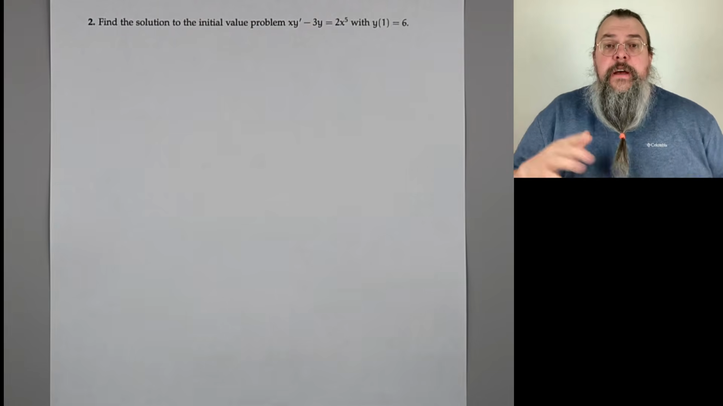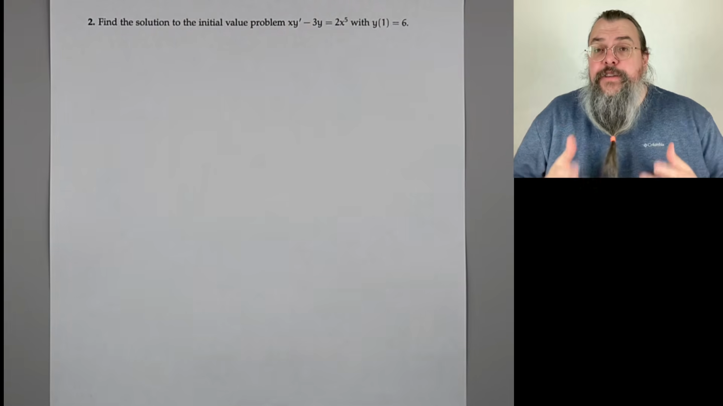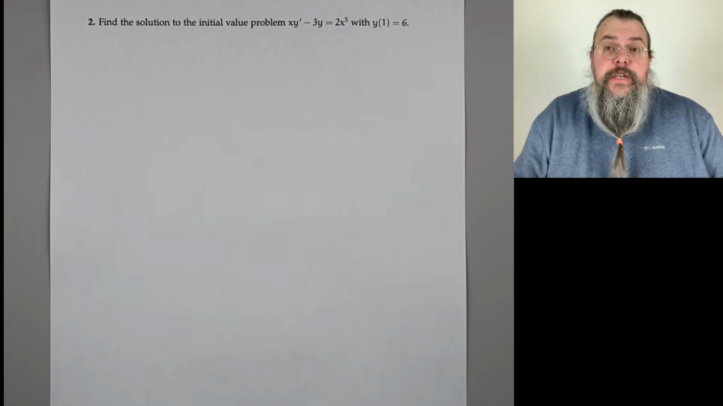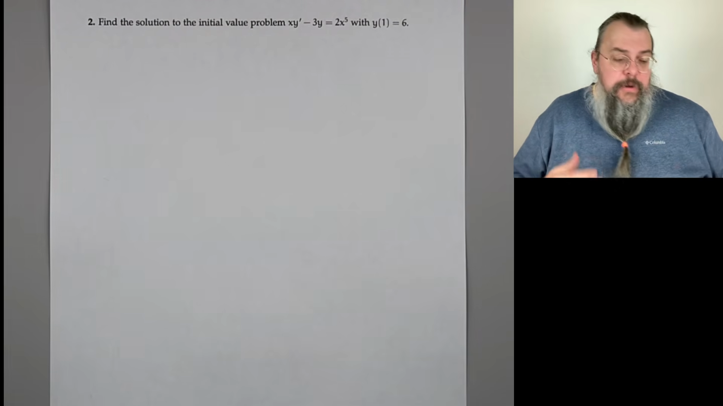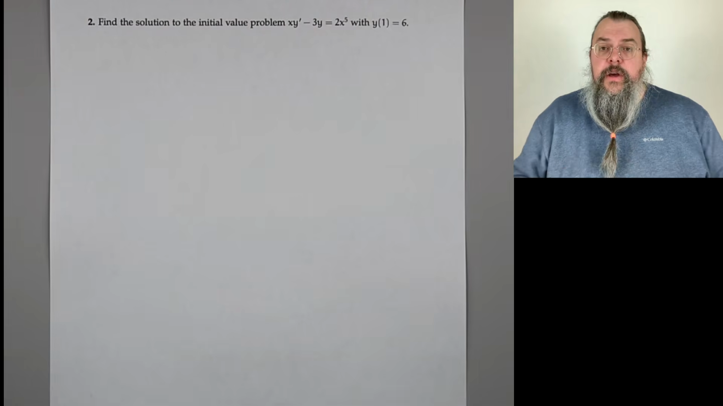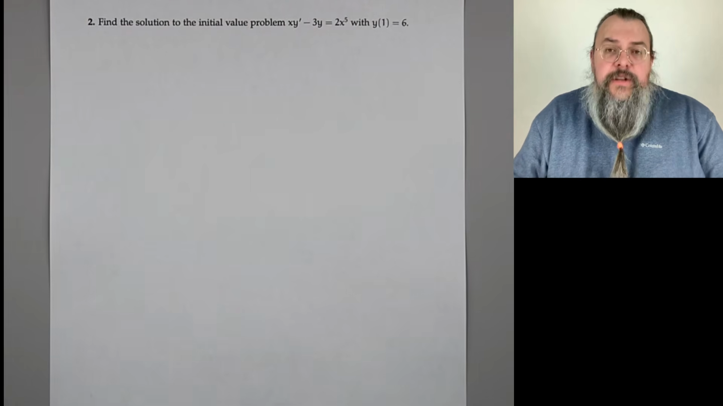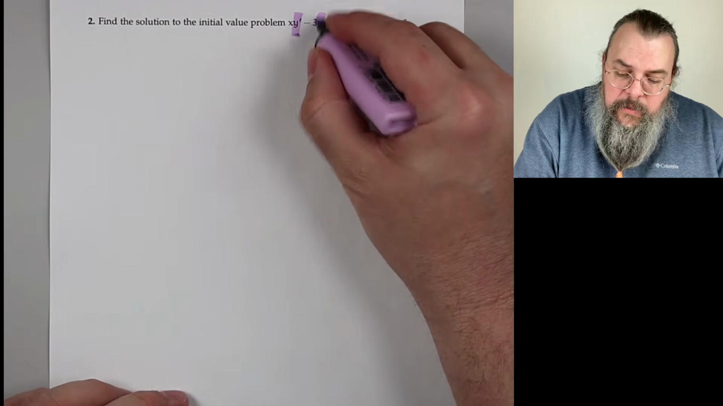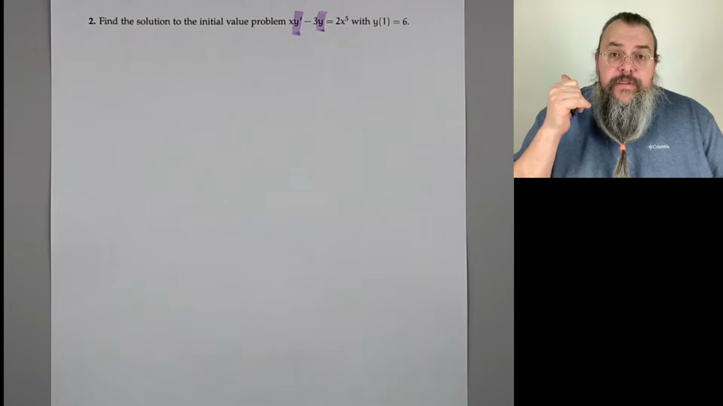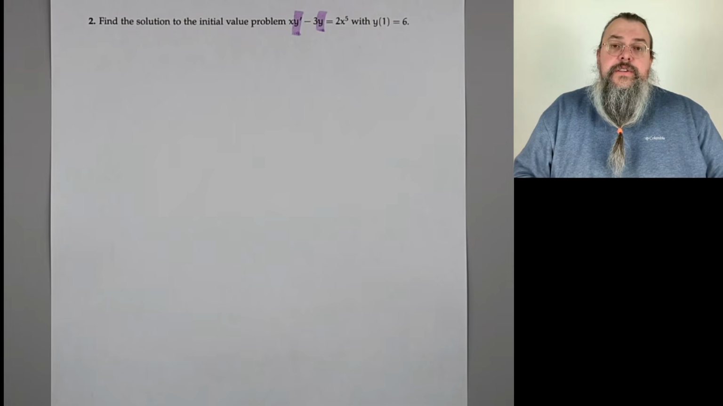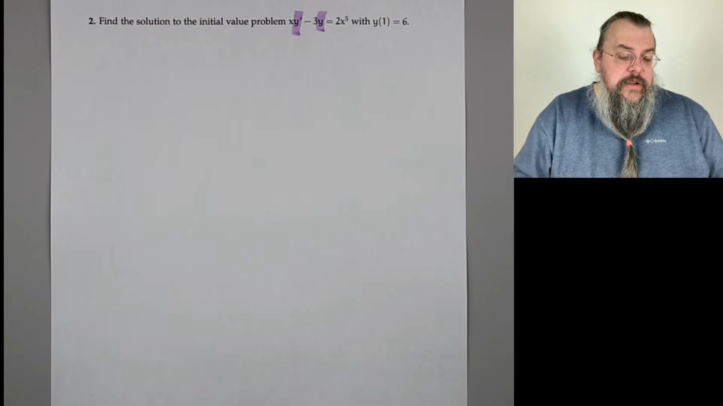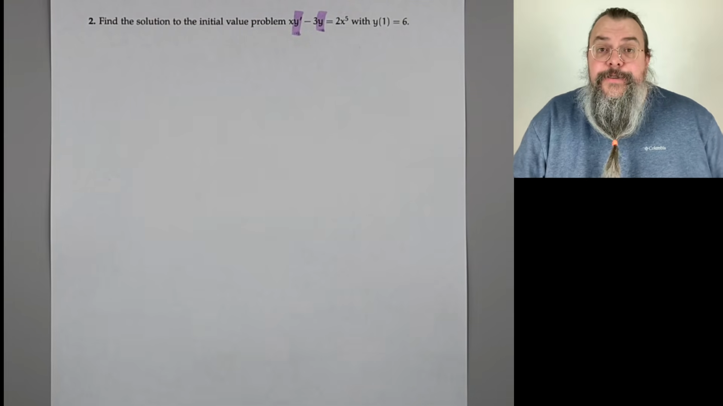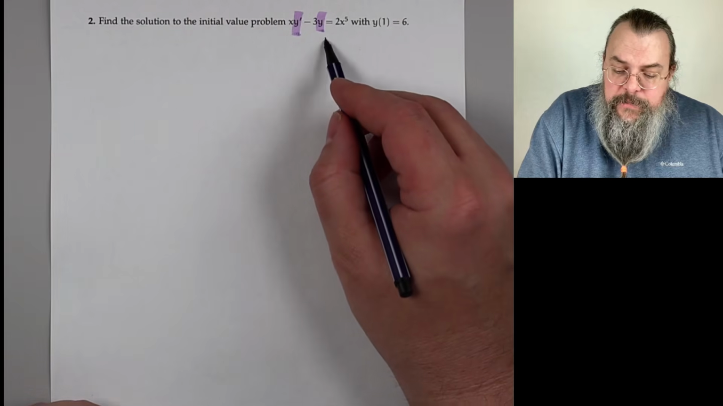Number 2. Find the solution to the initial value problem, xy prime minus 3y equals 2x to the 5th, with y of 1 equals 6. All right, well, what kind of problem are we dealing with here? If you look, there's only two places where you see a y: you see a y prime and you see a y. That tells us that this is a linear first order. So we're going to use the linear first order technique, which you can also say is integrating factors. Okay, so this is an integrating factors problem.